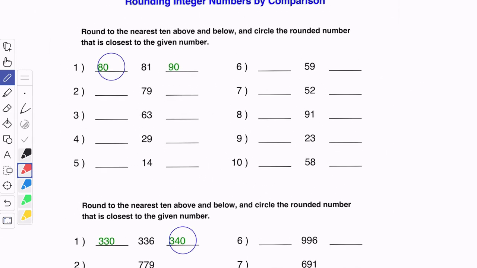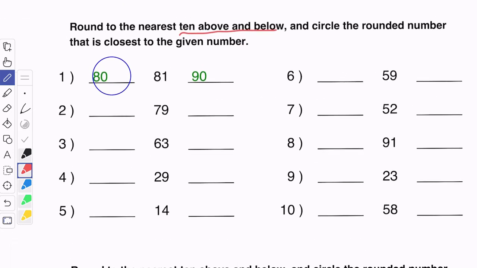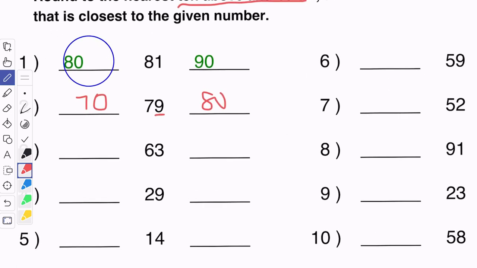Rounding integers by comparison, so we're going to round to the nearest 10 above and below, and circle the rounded number that is closest to the given number. Okay. So basically, this is just telling us the tens that are closest to the number, and then which one we would round it to. So for 79, it would be 70 and 80. But it is above 5, so we're going to round it to 80.